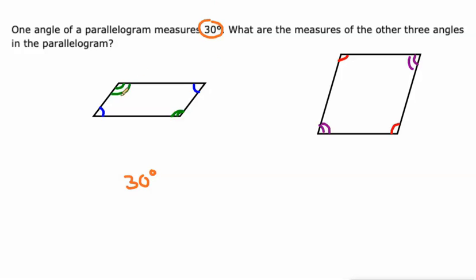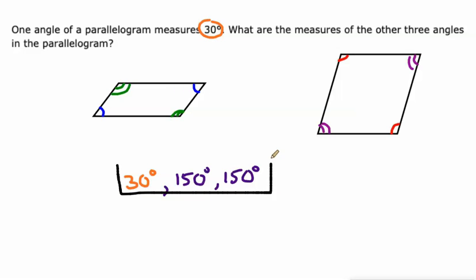Okay. The other thing we need to know is that the adjacent angles will always be 180. So that means that the other two have to be, well, 30 plus what is 180, and that's 150. Okay, so the other two angles are going to be 150 degrees. So 30, 150, 150, and of course the other 30. And those would all add up to 360 degrees.